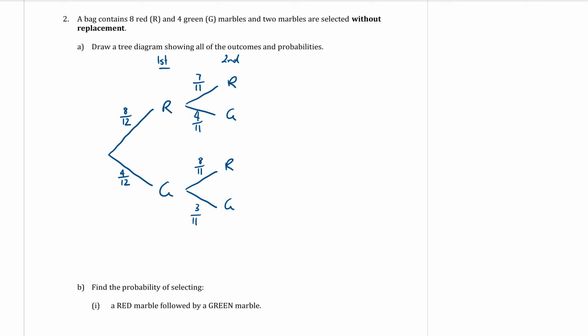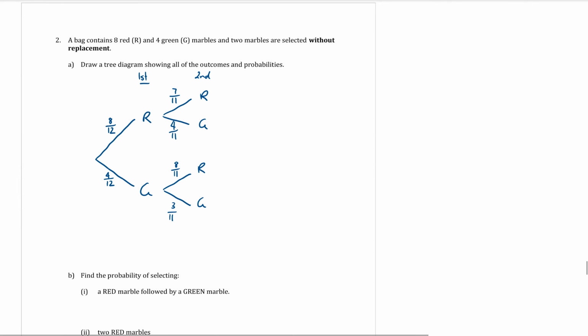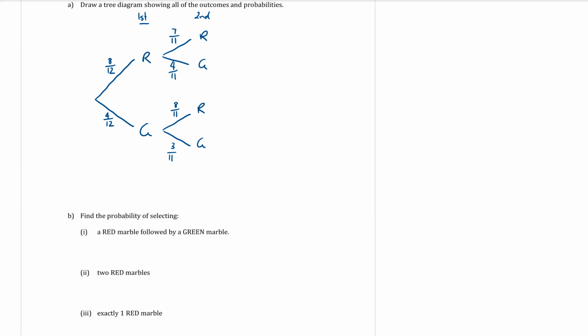So here's the question. Find the probability of selecting a red marble followed by a green marble. So red first, green second. I've put a tick next to the branch that I want. Okay, that branch in there. Red, then green.